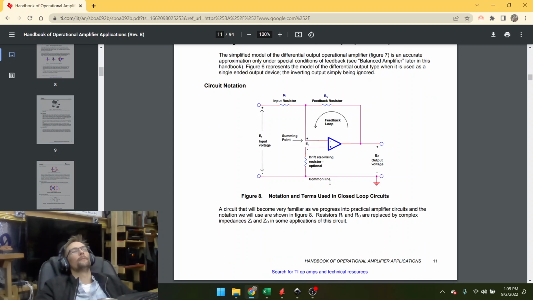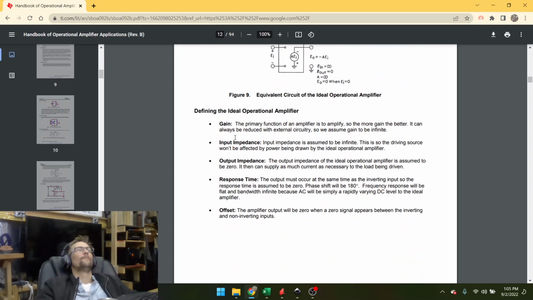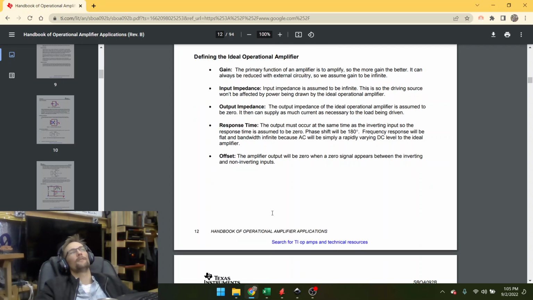Yeah, dual supply. Drift stabilizing resistor optional. The ideal op amp, right? No load and no output resistance. Defining the ideal operational amplifier: gain, input impedance, output impedance, response time, and offset.